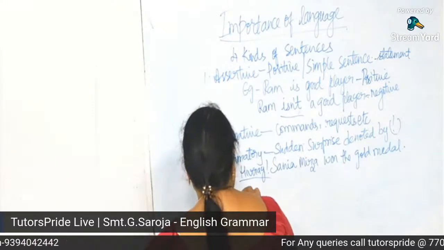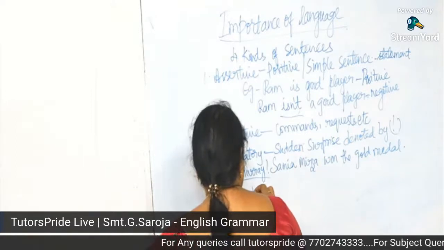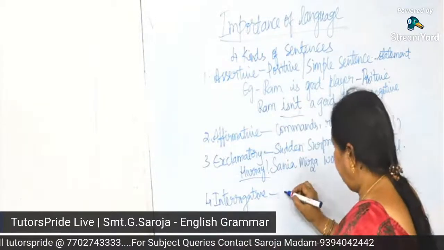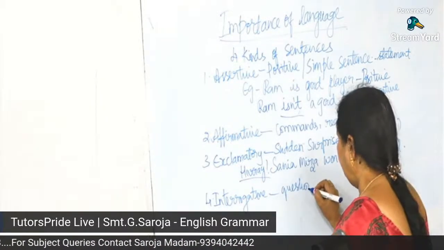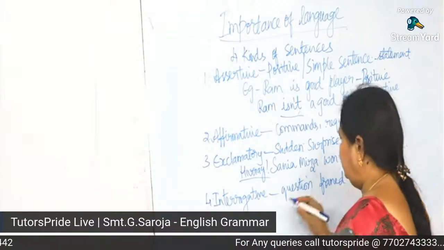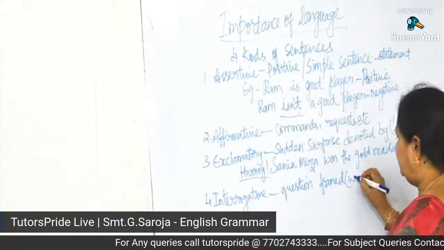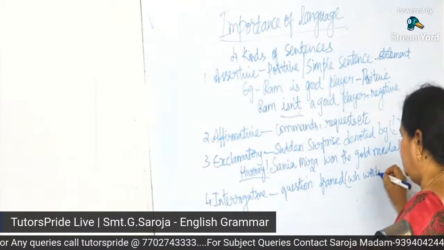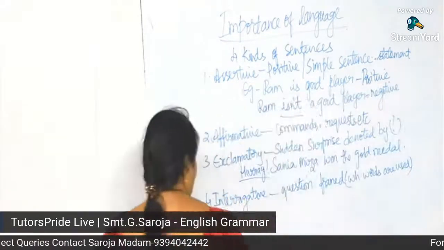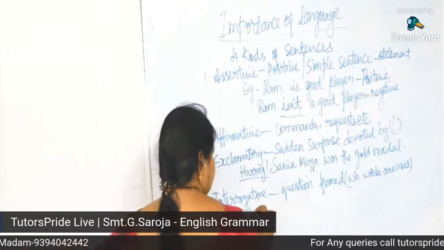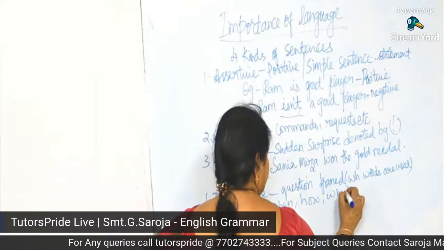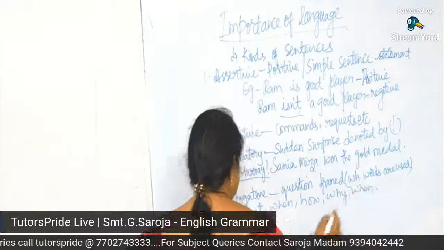I'm not writing in an order, just explaining. Interrogative, putting questions. We can say question framed sentences, or interrogative sentences, are framed from the question. In this, what words are used? WH words are used. In this, we find WH words. What are those WH words? Who, what, when, how, why. These words are used.